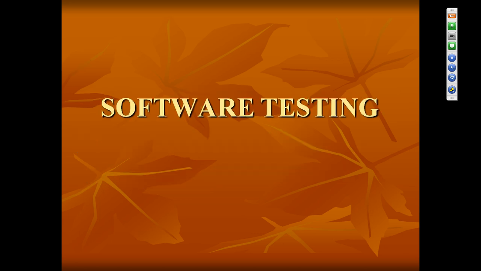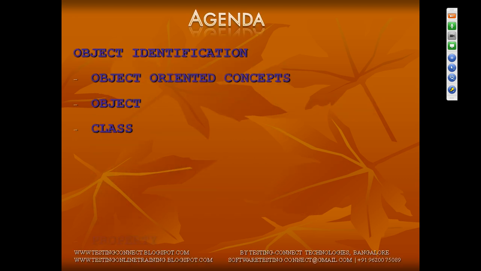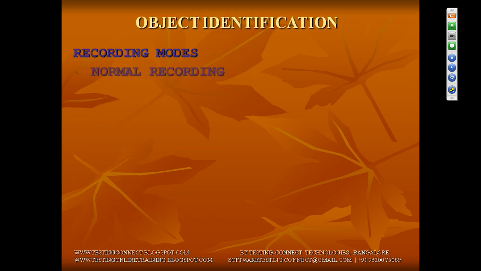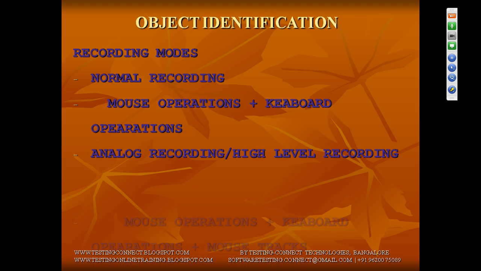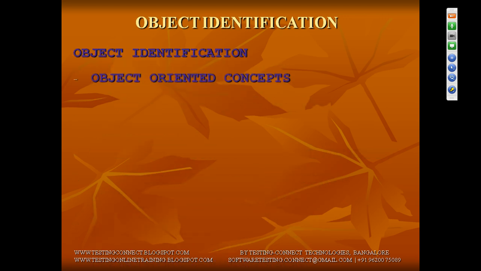We'll see that once we finish object identification. We'll discuss object oriented concepts a little bit, like object, class, property, method, object identification. Then finally we can go for how QTP identifies the objects. Recording modes we already discussed. So then we can go for object oriented concepts. What is an object?